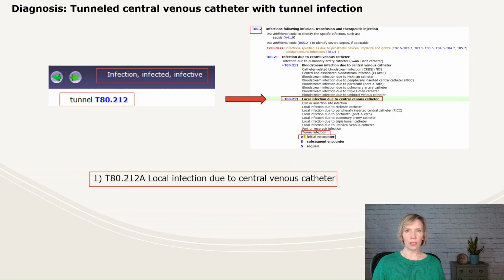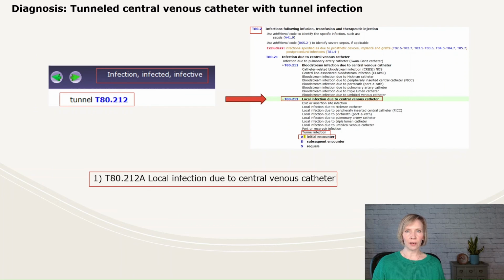To find the correct code, we start in the alphabetic index under the main term infection and find the subterm tunnel, which directs us to code T80.212. Next, we confirm this code assignment in the tabular and find that tunnel infection is listed as an inclusion term for this code, validating our code assignment.